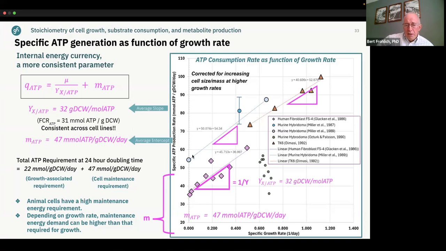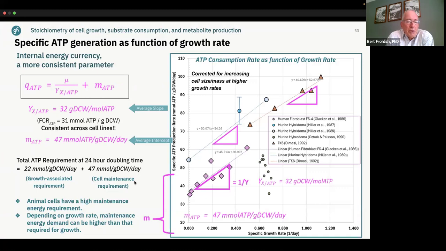For the maintenance term, which is the y-intercept, a little bit more variability there, but they're certainly not zero, and they're not all that far apart. So we took an average. The average is about 47 between these 3 data sets, which is interesting because if you take those numbers and you plug them into the equation above, you can calculate what is the growth associated requirement and what is the non-growth associated requirement. And assuming a 24-hour doubling time, which is 0.693 inverse days, a specific growth rate, you get 22 millimoles required per gram dry cell per day. And for the maintenance, it's 47 for a total of about 69.